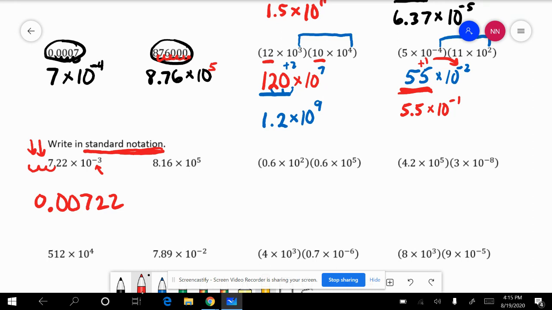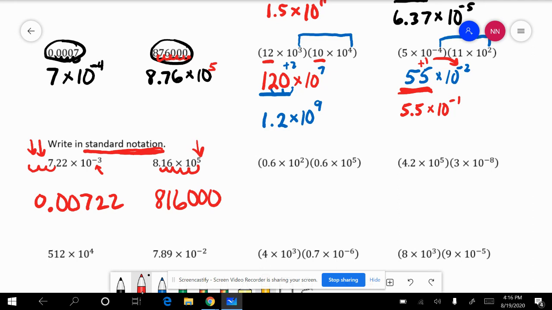If we're looking at the next one, I see a positive 5. That tells me it's a large number. My decimal's right here. I'm going to move it over 5, making a large number. 1, 2, 3, 4, 5. I have 816, and then I'm going to have 3 zeros as placeholders.